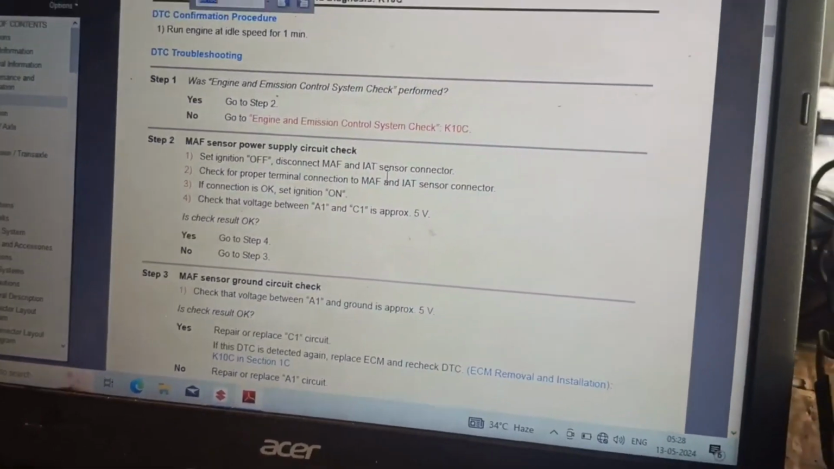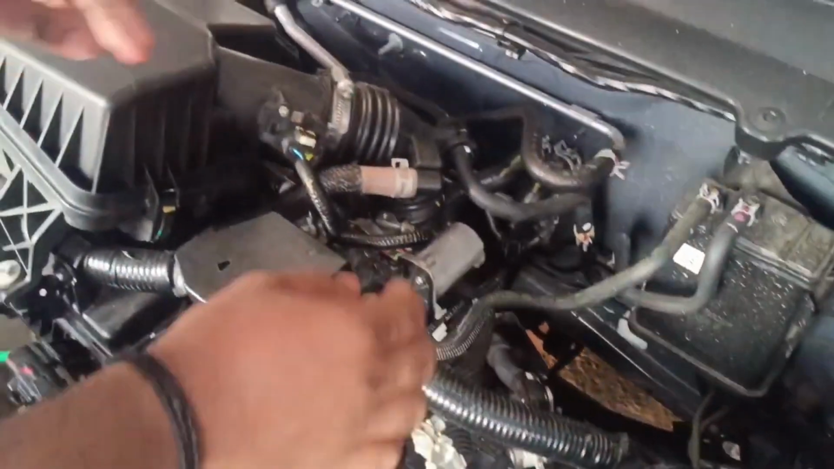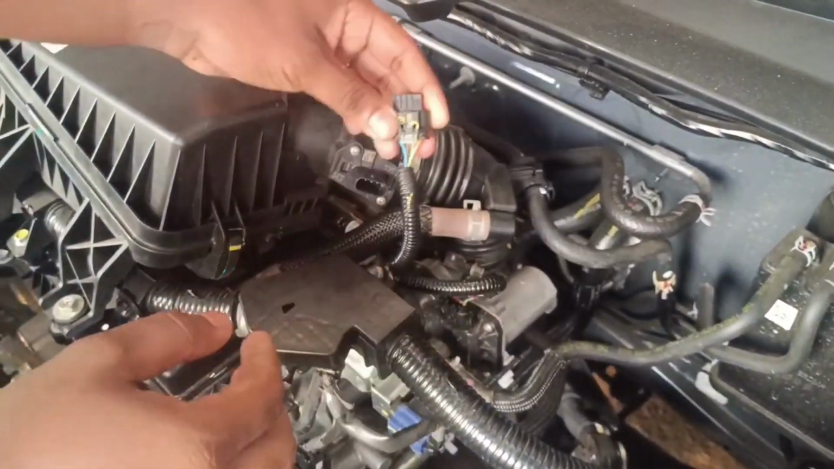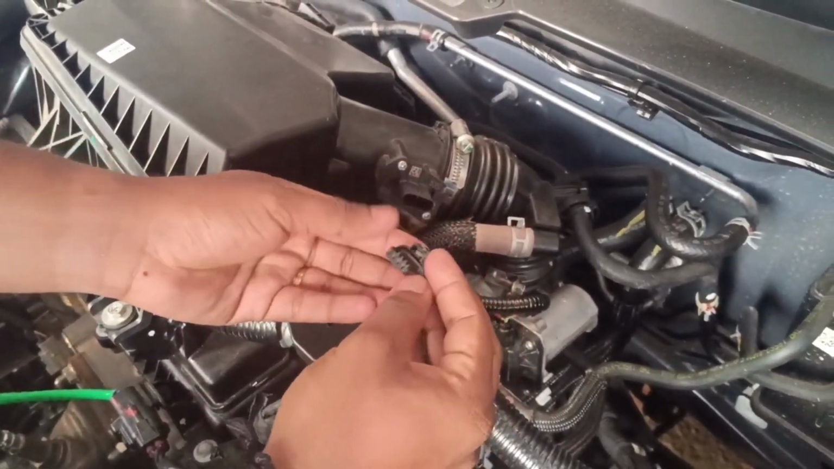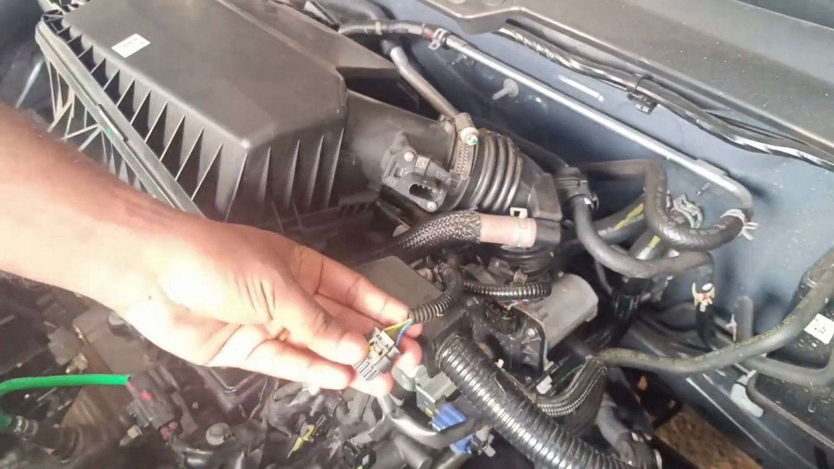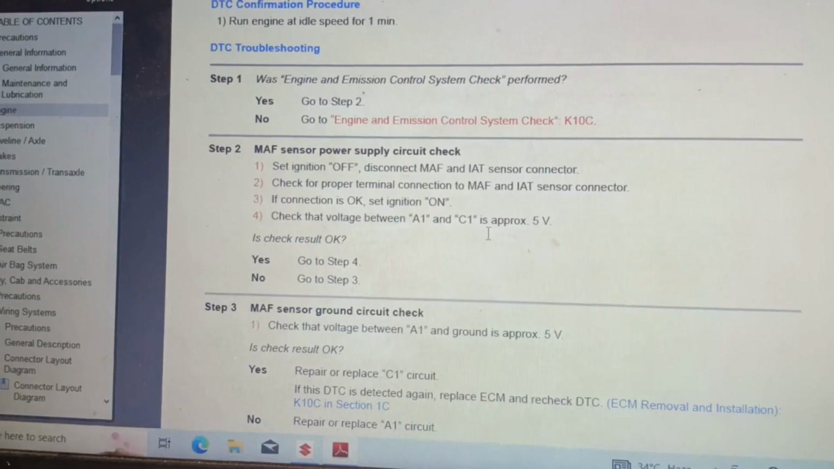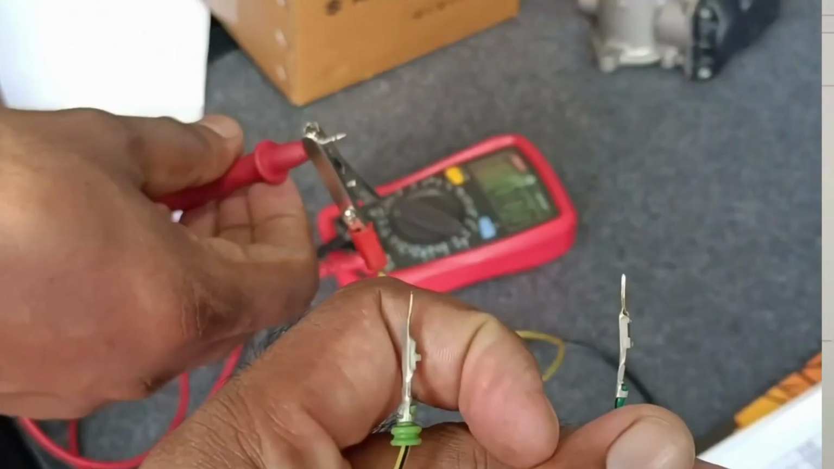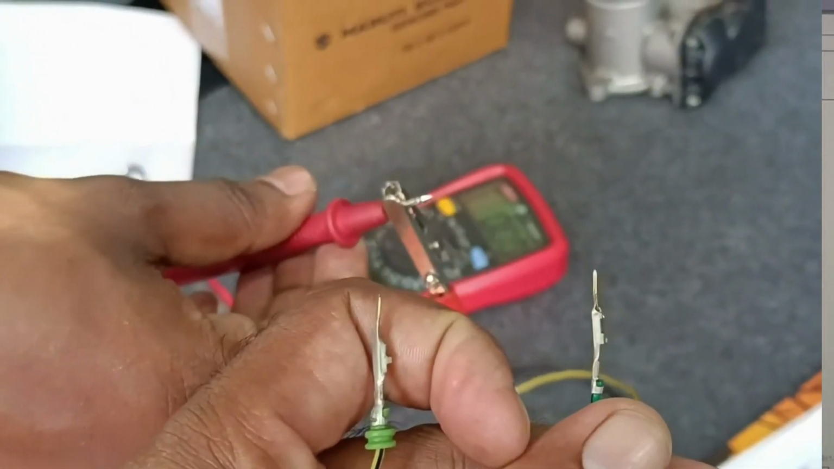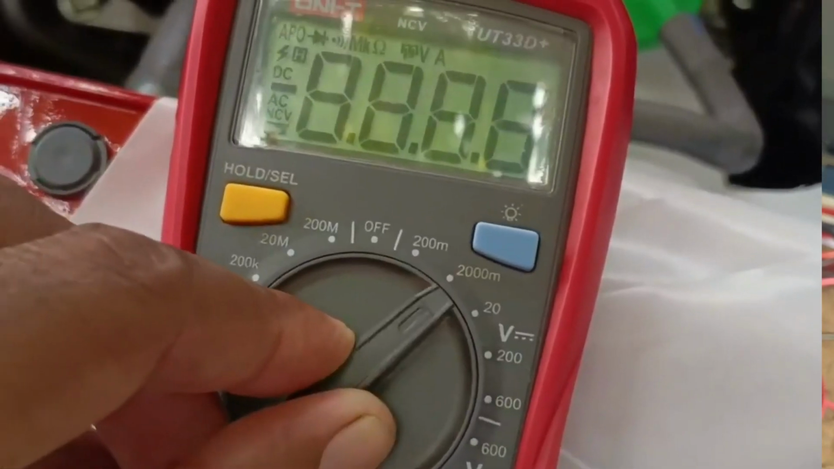Ignition off, disconnect the MAF and IAT sensor connector. Disconnect the negative terminal, disconnect the MAF and IAT coupler. Check the coupler for any crack, damage or corrosion on terminals, and found OK. Then we need to check the A1 and C1 circuit. A1 is the light blue wire and C1 is the brown wire.